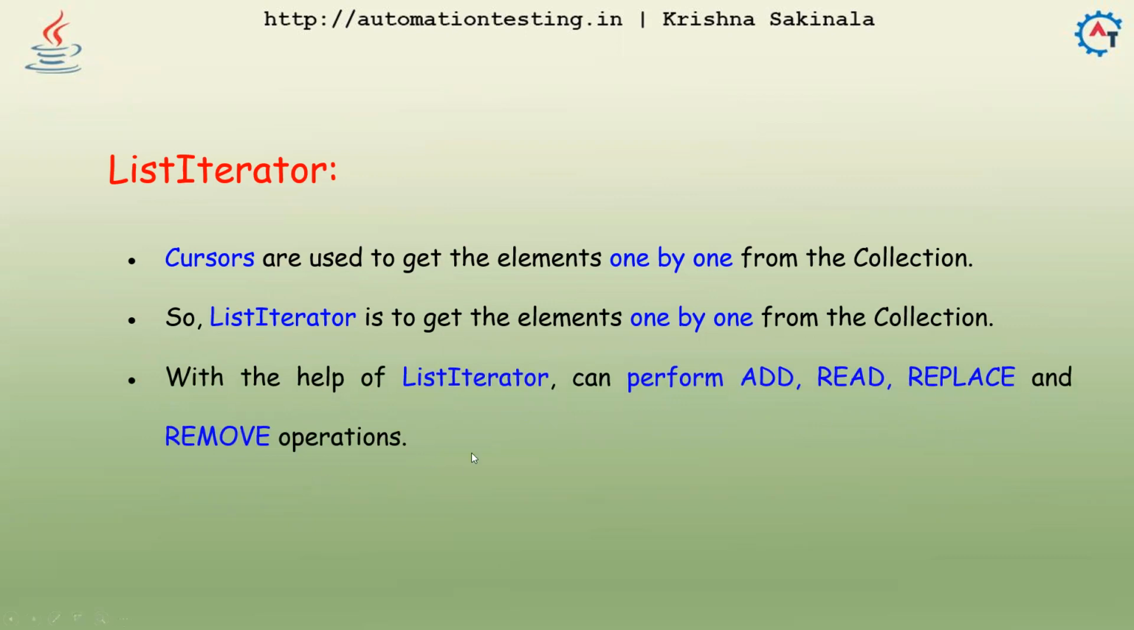In the enumeration, we can do only read operation. With the help of iterator, we can do read and remove, but here we can add and replace, apart from read and remove. And it works in both directions, that is bi-directional. So enumeration and iterator are in a single direction, that is forward direction. Here, both directions, forward and backward.